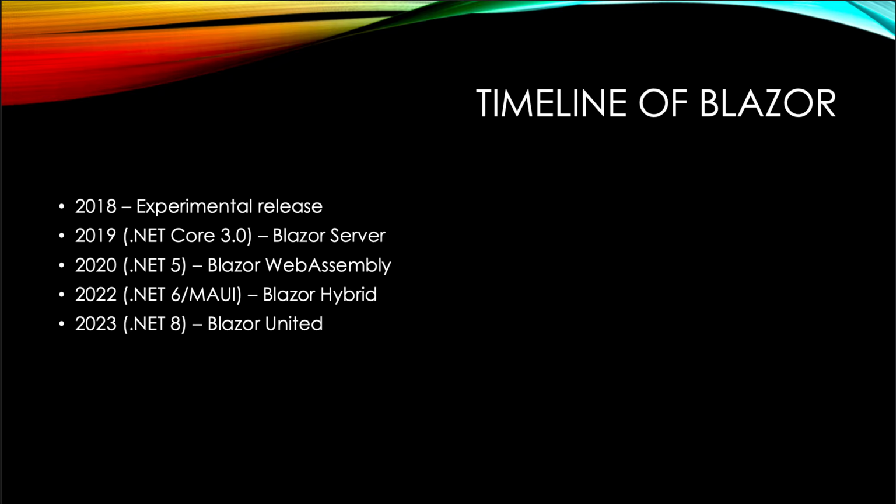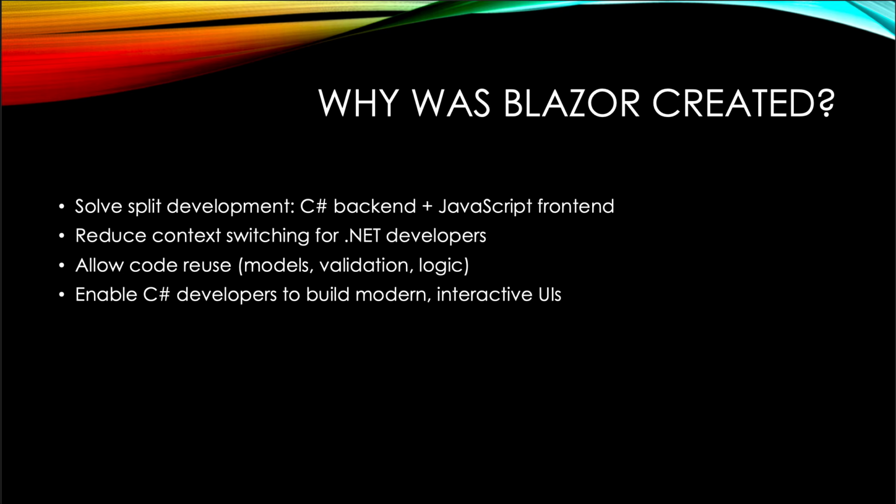Why exactly was Blazor created? What is the idea behind it? For a long time, .NET developers had to write the backend in C# and the frontend in JavaScript UI frameworks such as React or Angular, where there is a learning curve to learn two different languages and understand different ecosystems. This made development complex: switching between languages, duplicating logic, and managing different tool sets.